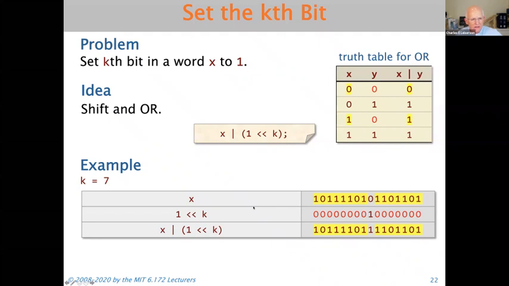Okay, so why does this work? Well, wherever the mask is 0, which is everywhere except the kth bit, the output bit is the same as the corresponding bit in x, as you can see from the truth table. Okay, if y has the value 0, the output of the OR is the same as x. But wherever the mask is 1, in this case just in the kth position, the output is 1 regardless of the bit in x. So when you OR with the mask, you get the result you're expecting.